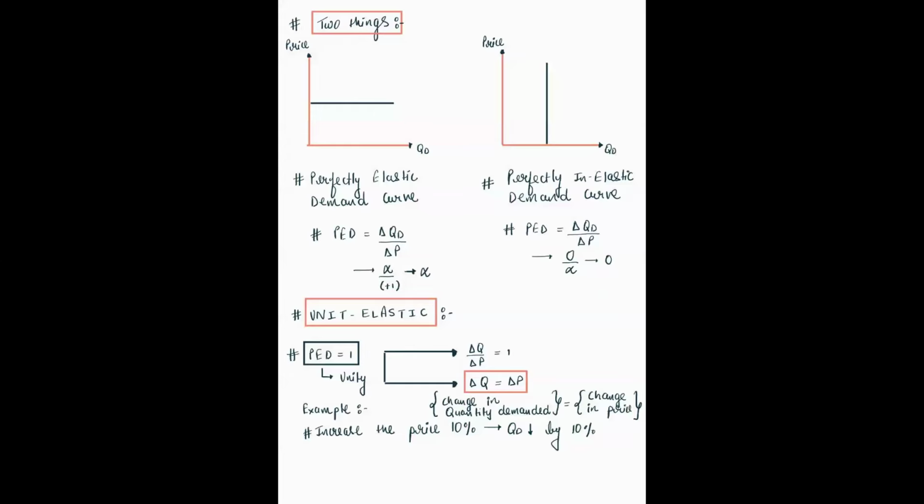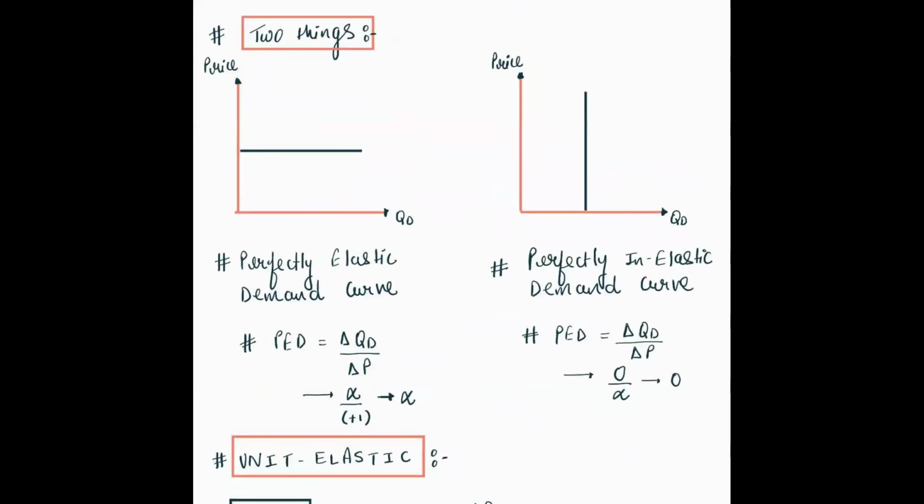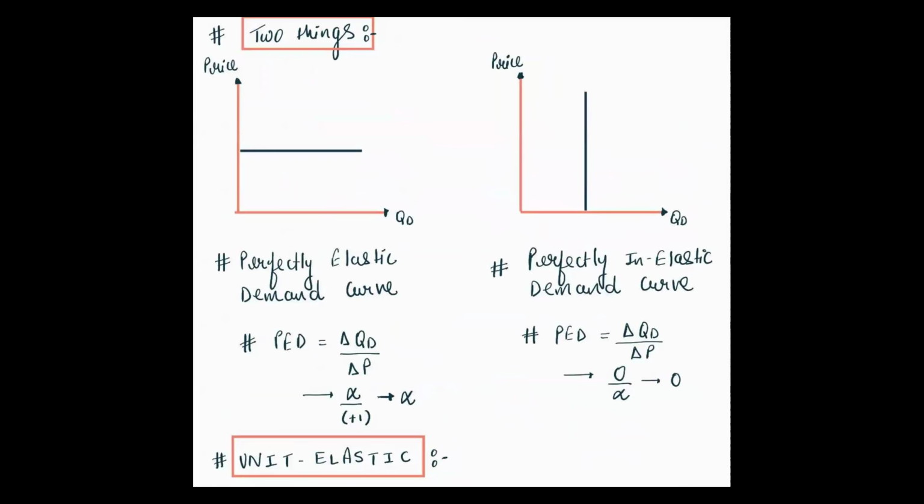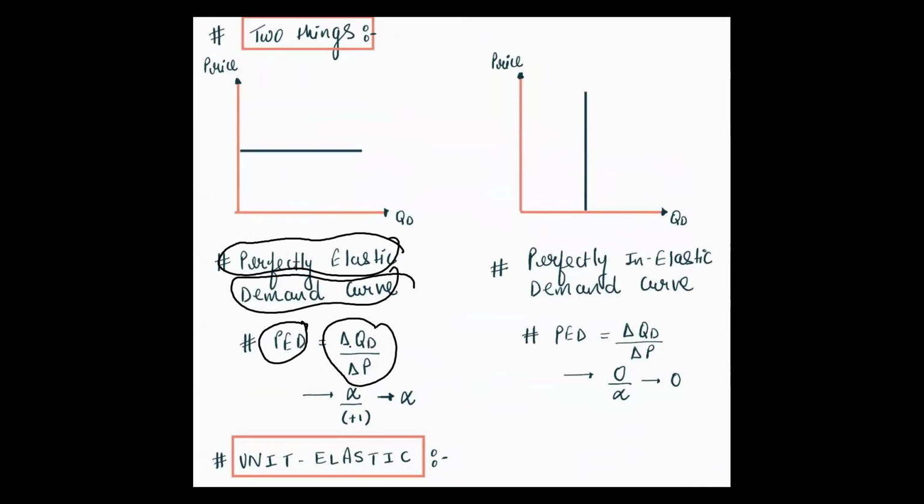So there are two things other than relatively more elastic and relatively less elastic. Relatively less elastic is also known as inelastic, right? And relatively more elastic is known as elastic. There were two more things. One is perfectly elastic, meaning in the demand curve the PED, the change in quantity demanded, is infinite, and there is a very small change in price. The graph will look like this. So this is known as perfectly elastic.